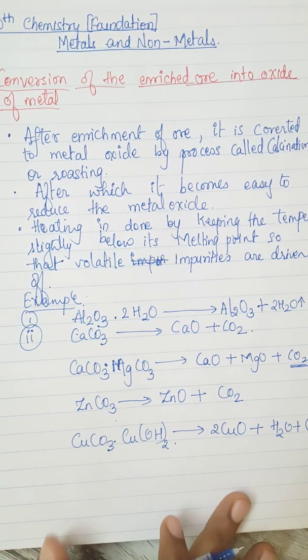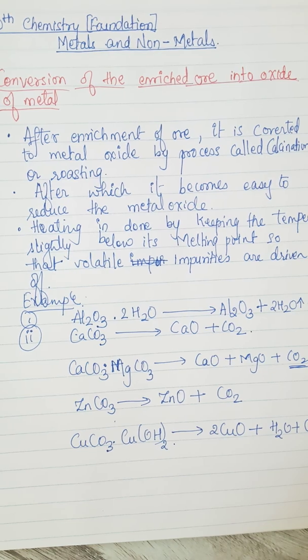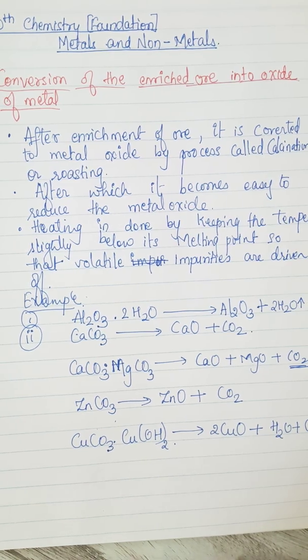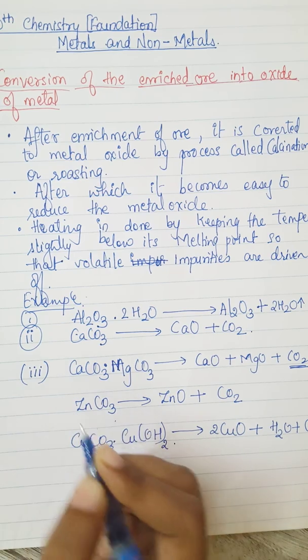In this way calcination is done just to remove the excess water and volatile impurities such as carbon dioxide, etc. That is heating in the absence of oxygen, and that too at a temperature just below the melting point. Getting it? So this is what we do. These are the different examples you can make note of.